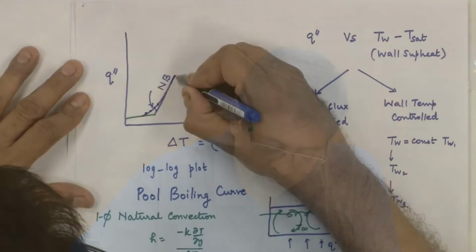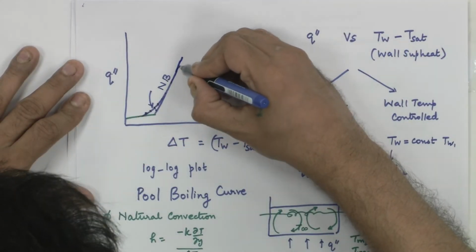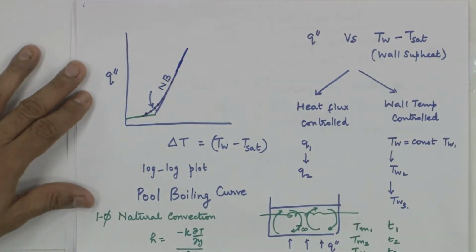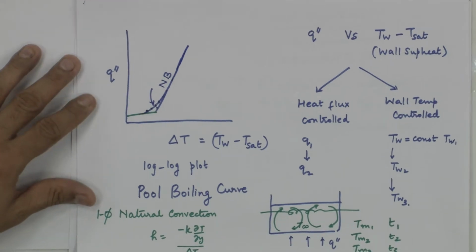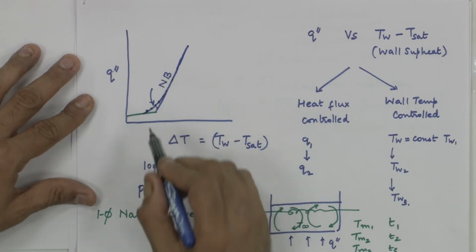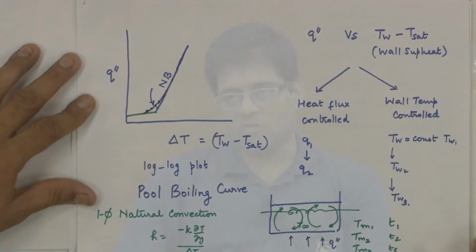When all the cavities become active, when the wall temperature is such that all the cavities that are there on the surface are becoming active, you would call this as fully developed nucleate boiling. And this process continues for a reasonable amount of time. By that I mean, nucleate boiling is going to be the best form of heat transfer for us.